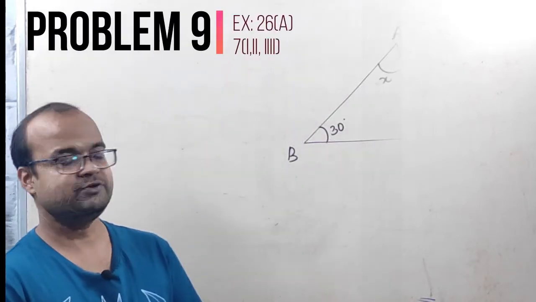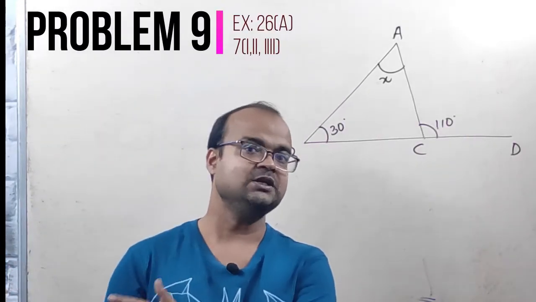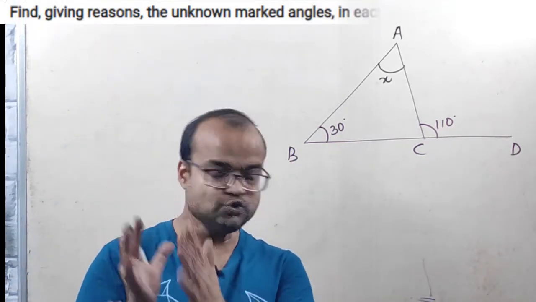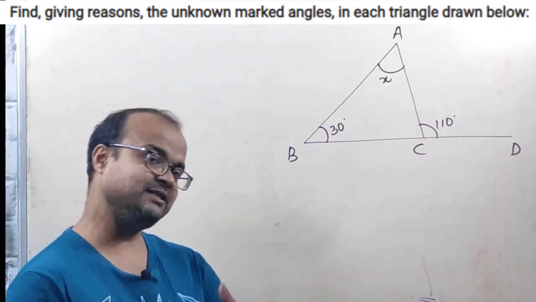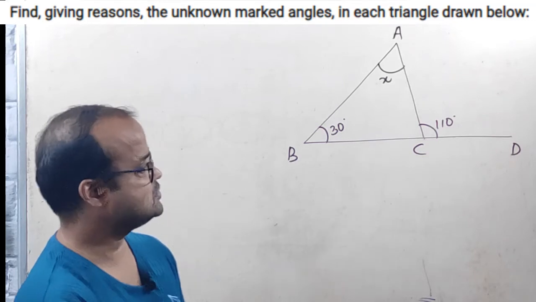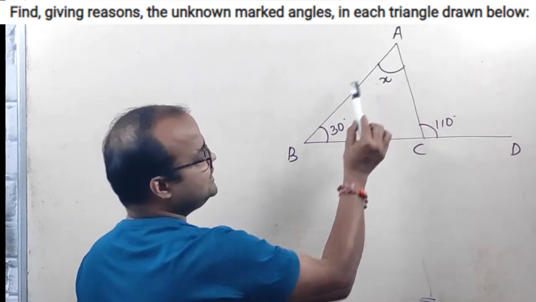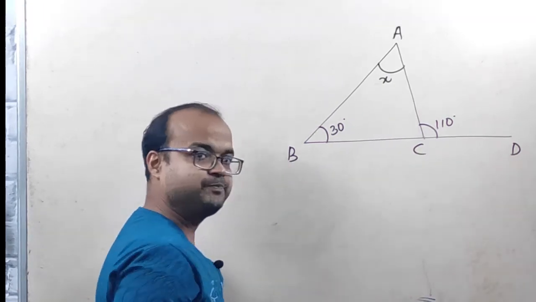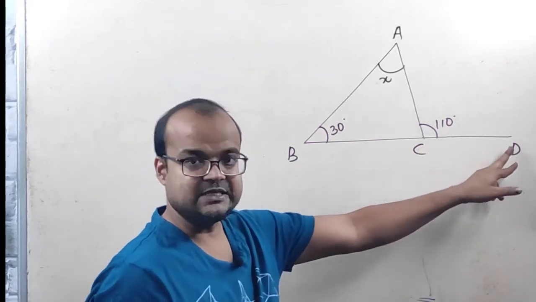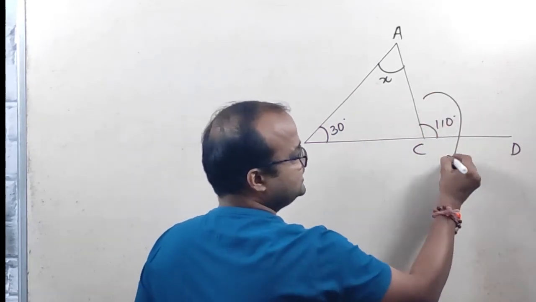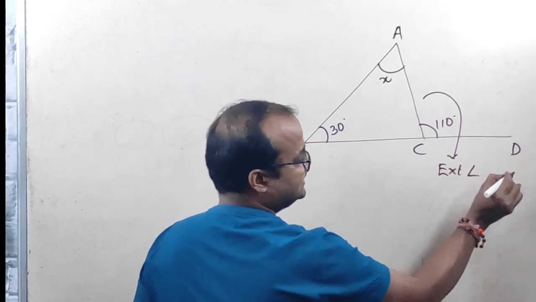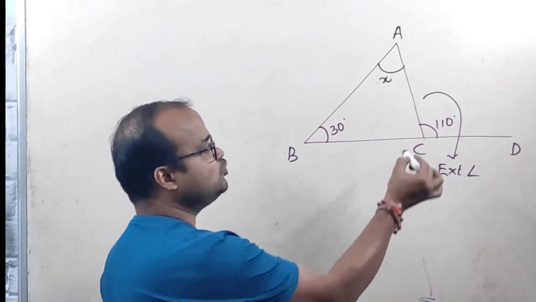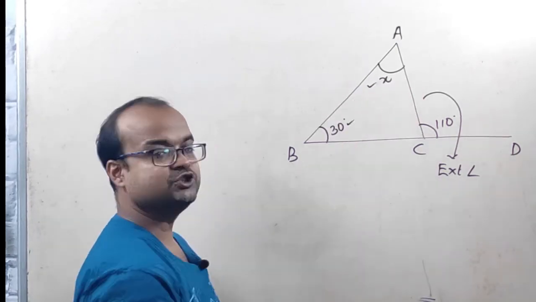Our next problem is we need to find the value of X, and you need to cite the reason also. Now this problem can be done in two ways. So first understand the first way, and then I am going to explain the other way also. Now if you see triangle ABC, where you extend the side BC to a point D. So ACD is an external angle, and we know that the external angle of a triangle is equal to the sum of the internal opposite angles.